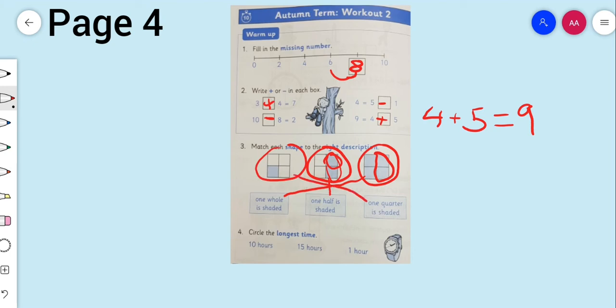Okay, now let's move on to question number 4. It says, circle the longest time. So here is 10 hours, 15 hours, and 1 hour. So we're going to see which one is bigger numbers. So you can see the 15 is the biggest out of all of these because the 1 is the smallest and 10 is bigger than the 1 but smaller than 15. So it says circle it. So I'll circle it that 15 hours is the longest.